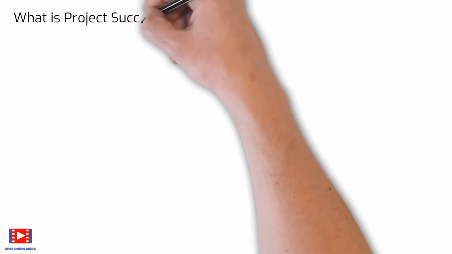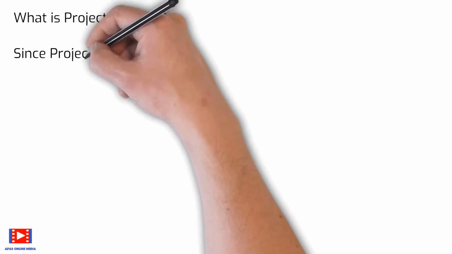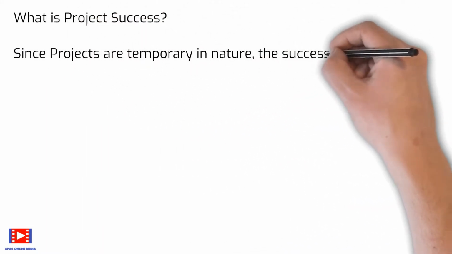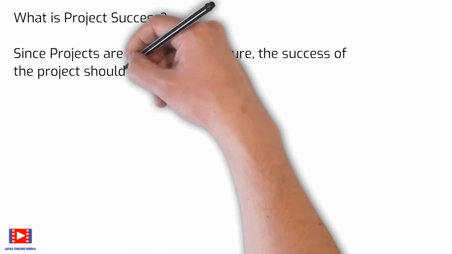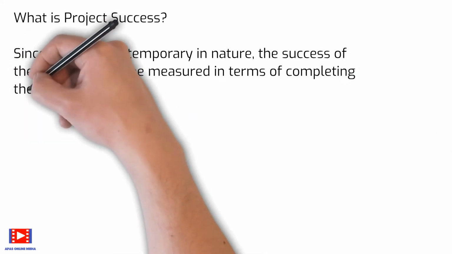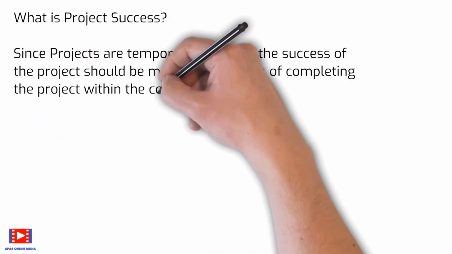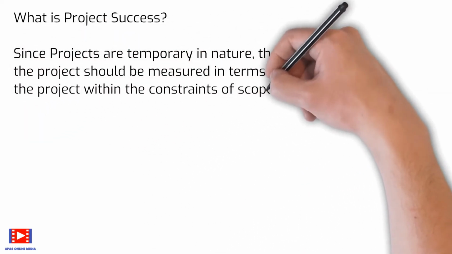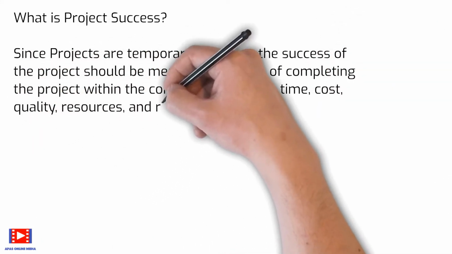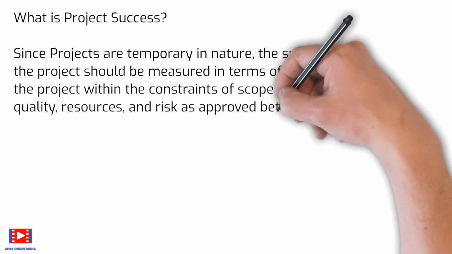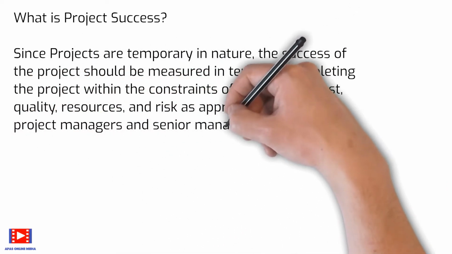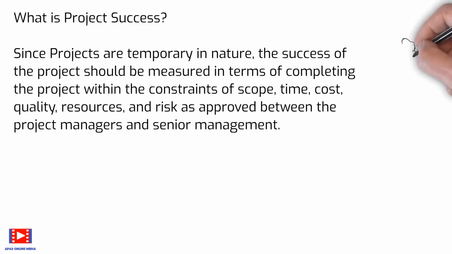What is project success? Since projects are temporary in nature, the success of the project should be measured in terms of completing the project within the constraints of scope, time, cost, quality, resources, and risk as approved between the project managers and senior management.